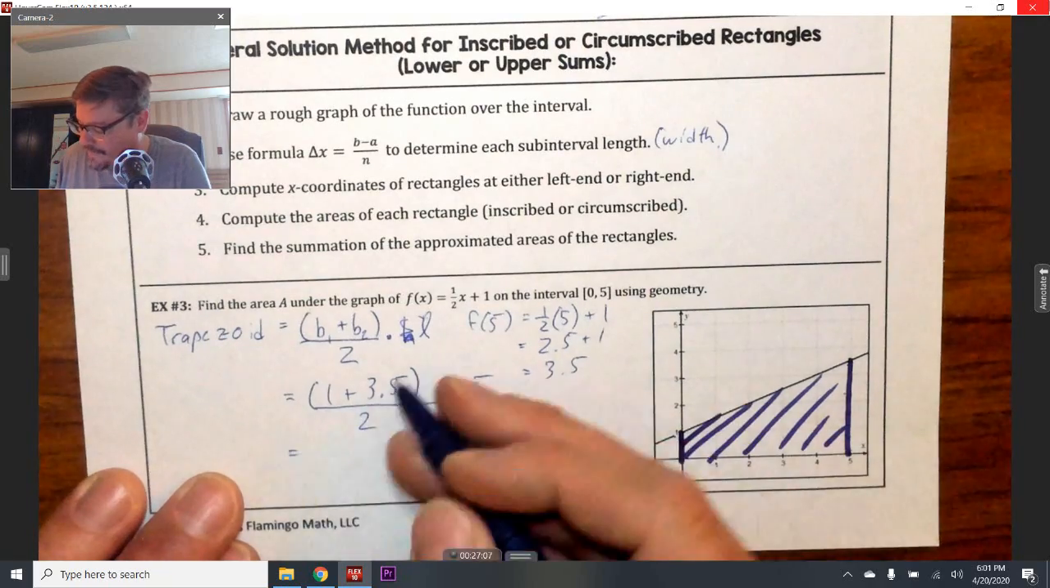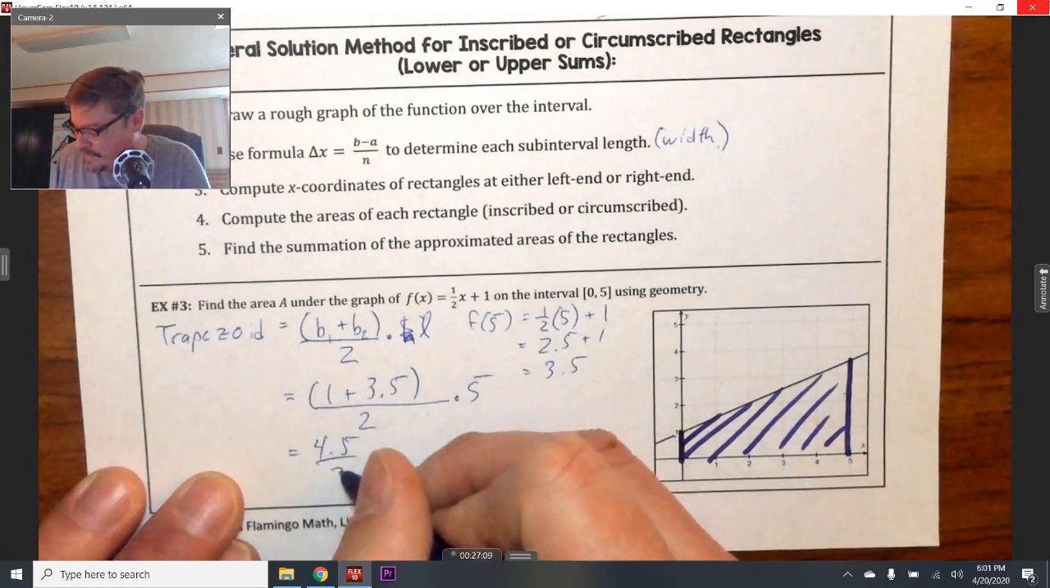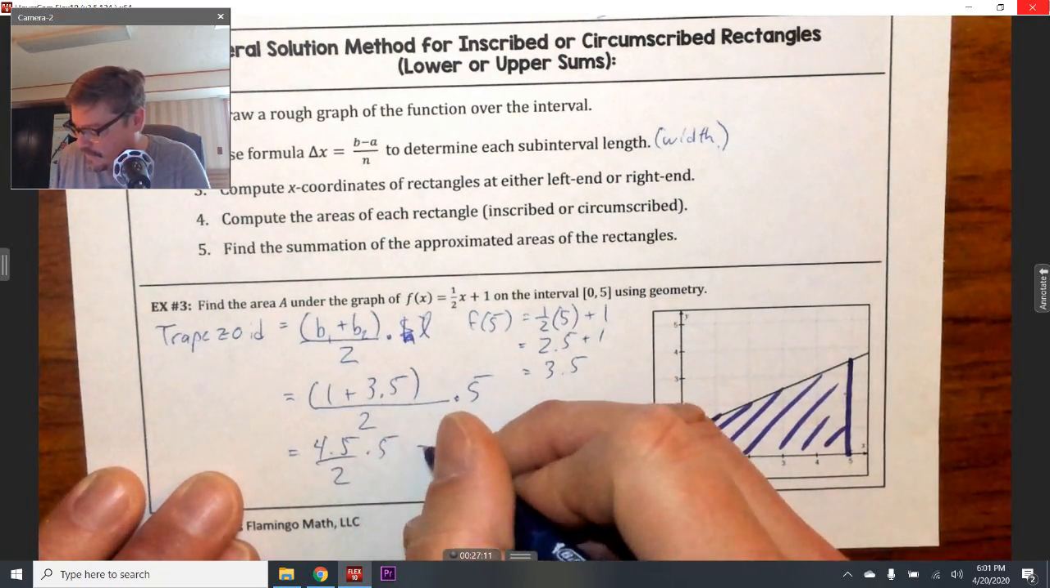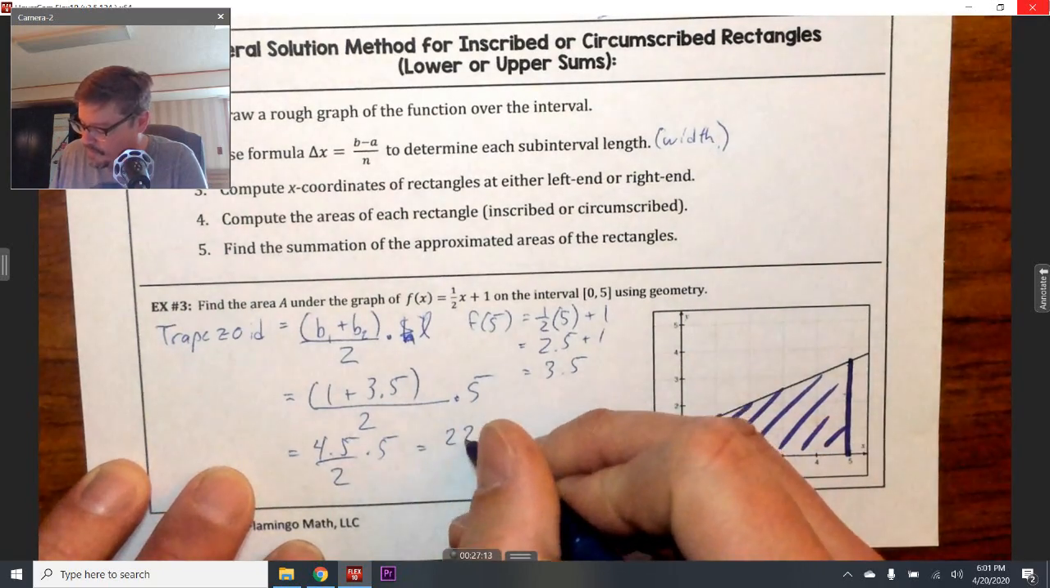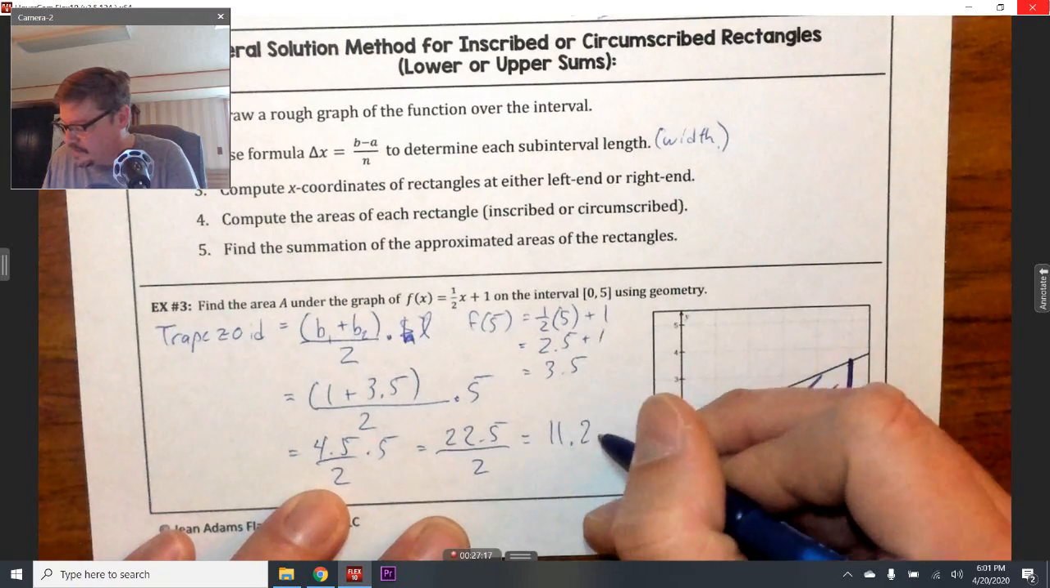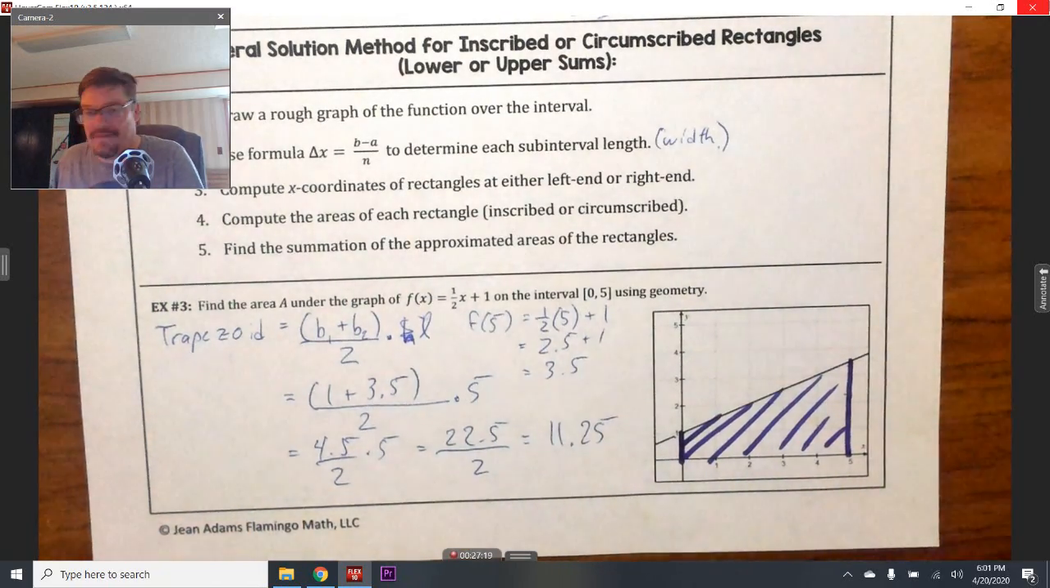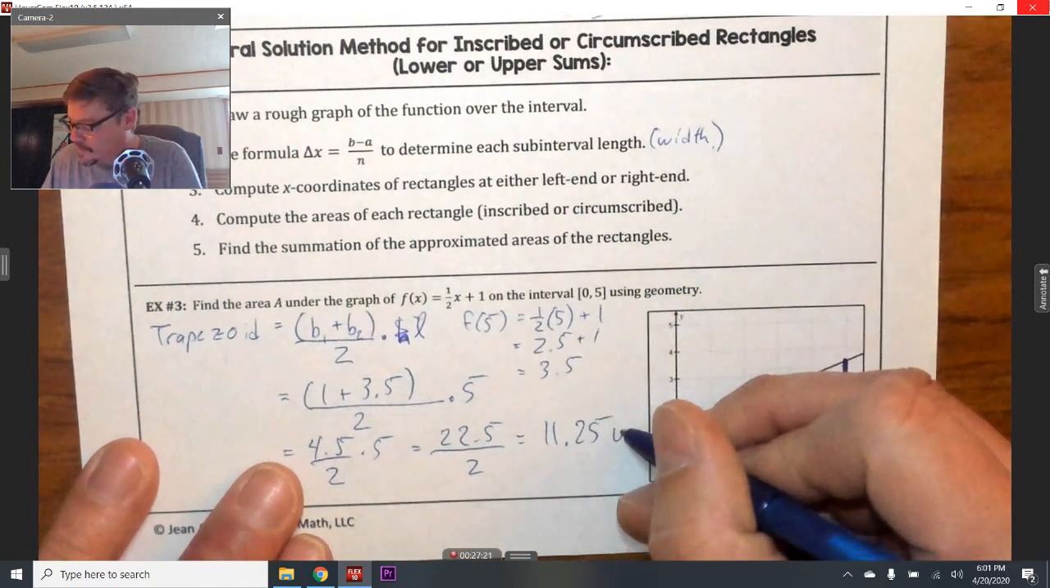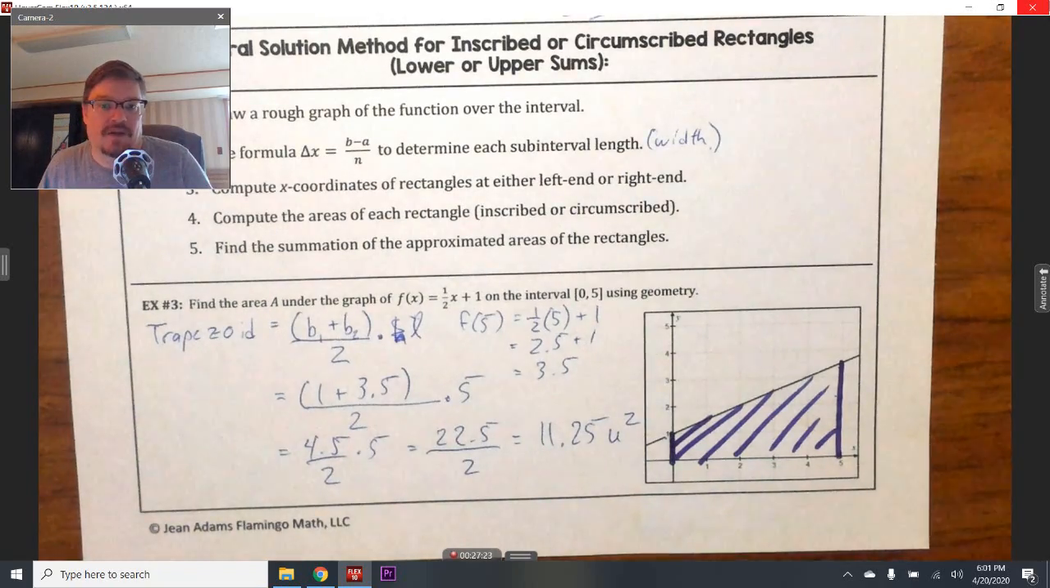So we got 4.5 divided by 2 times 5. That's 22.5 divided by 2, and that ends up being 11.25. And I don't have any units, so the area has to be expressed as square units. So that's just using the trapezoid formula.